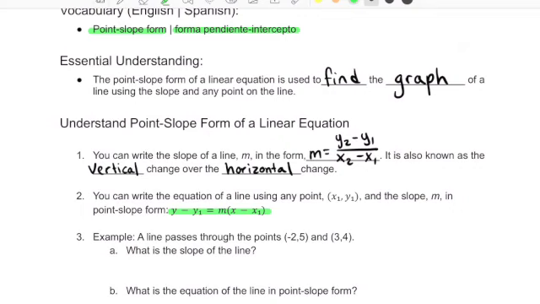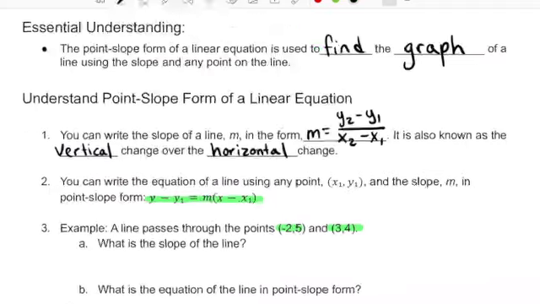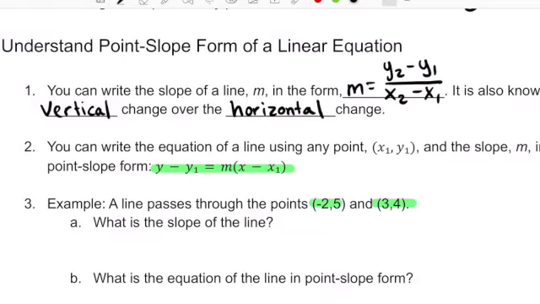So for this example, a line passes through these 2 points, -2, 5 and 3, 4. The first part of this question asks, what is the slope of the line? So we will label our points x1, y1, x2, y2. And first we will put y2, which is 4, minus y1, which is 5. So we want to put a minus, over x2, which is 3.